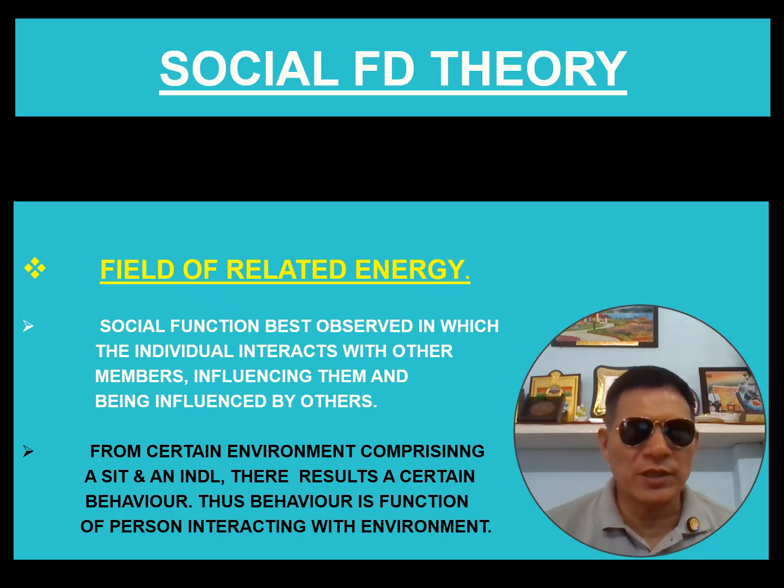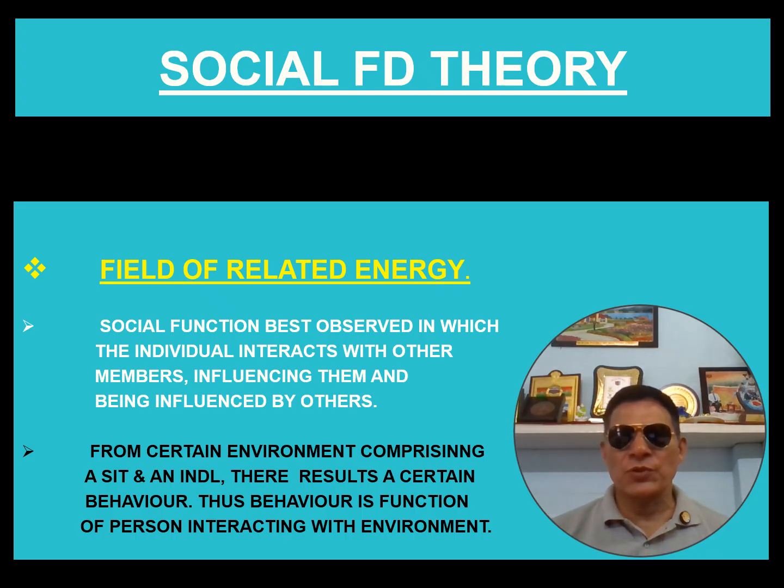The first point says social function is best observed when the individual interacts with other members, influencing them and being influenced by the others. So when you are in a group, you may influence them with your awareness, your personality and knowledge, and the way you handle things. And whichever way people are, they also influence you directly or indirectly when you are interacting with the group.